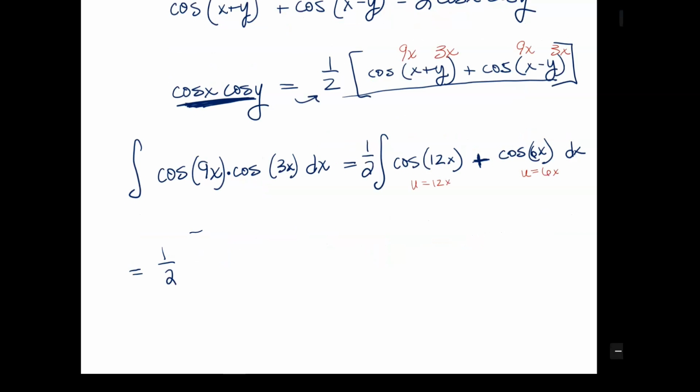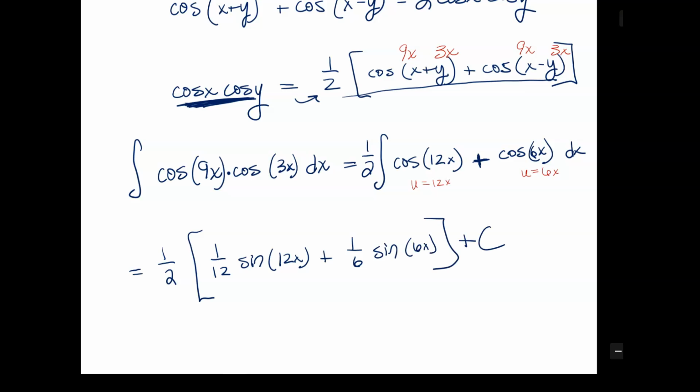So we're going to get 1/12 sine of 12x plus 1/6 sine of 6x, all times a half. So if you want to, you can distribute. You get 1/24 sine of 12x plus 1/12 sine of 6x plus c.